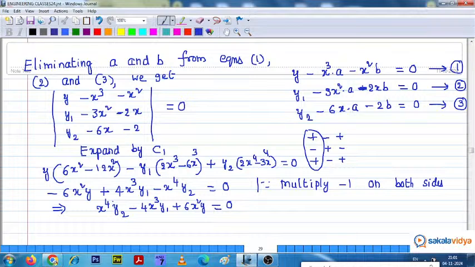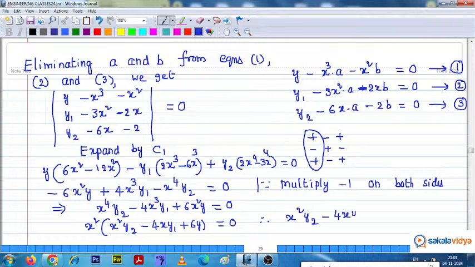If you want to simplify, you can take out x square common. So x square y2 minus 4x y1 plus 6y is equal to 0. Therefore we get x square y2 minus 4x y1 plus 6y is equal to 0. So this is the required differential equation.